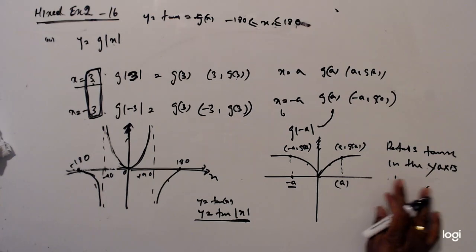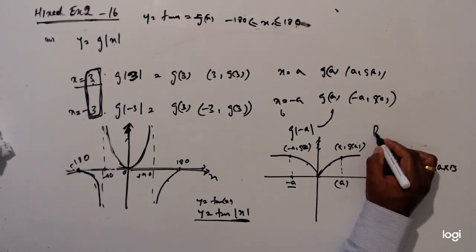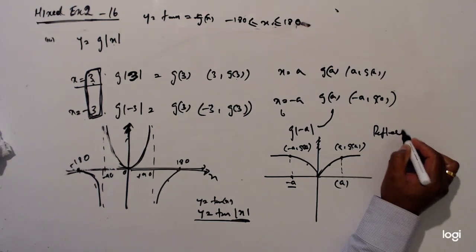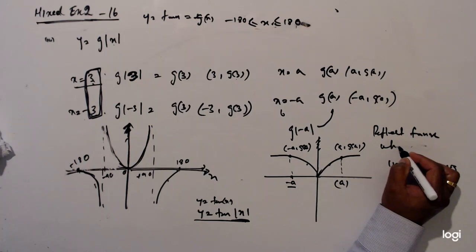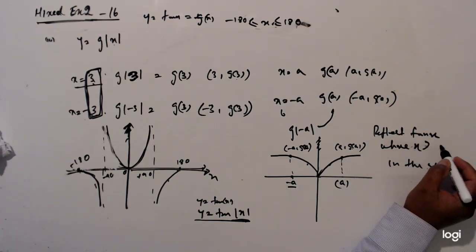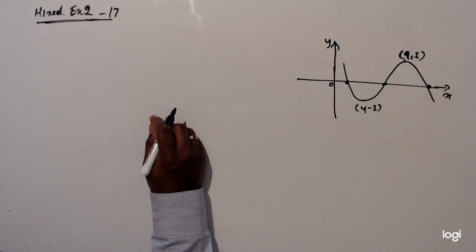Or the best way of writing it is: reflect tan x where x is greater than 0, the positive side, in the y-axis. Question 17.